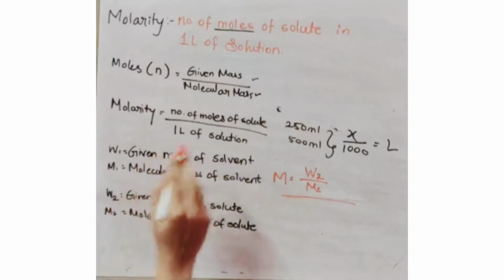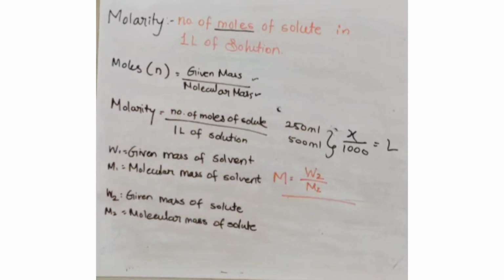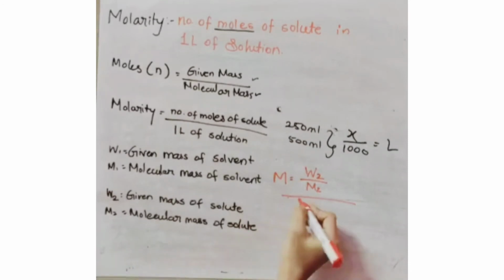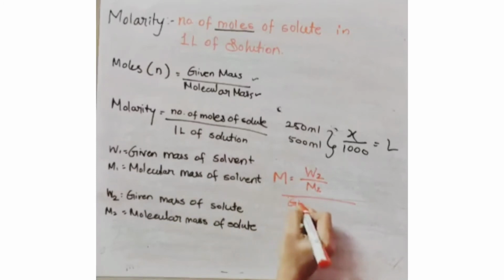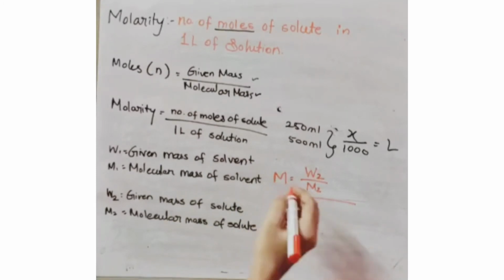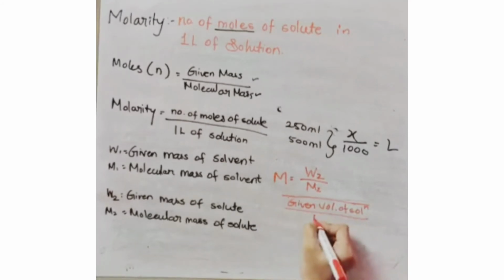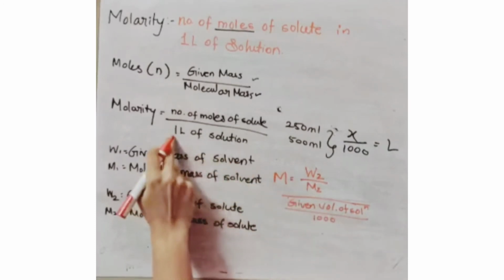The lower part is 1 liter of solution. It's not always that they will give you 1 liter of solution. They will ask you for 250 ml, 500 ml, so we have to convert that into liter. How will we do that? X divided by 1000 and it will be converted into liter. So it will be given volume of solution, divided by 1000 to convert it into liter. What they have asked is 1 liter of solution.